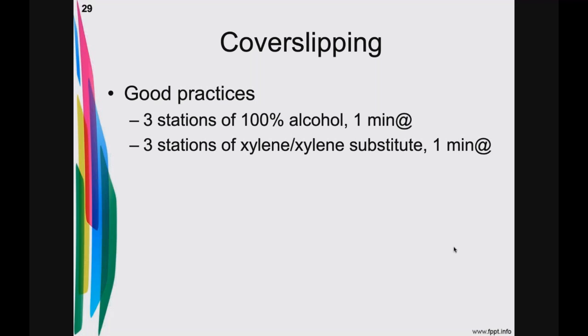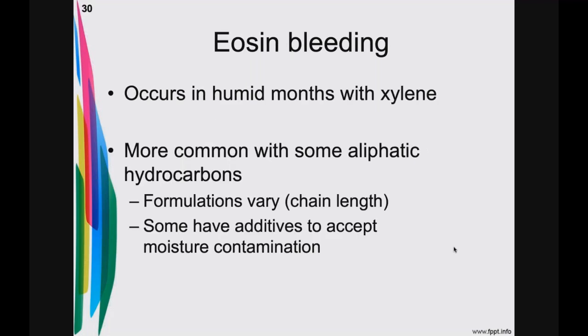So let's go over to cover slipping. All right, we need to have that totally compatible. Good practices in terms of making sure the slide's ready for cover slipping: you want your three stations of 100% so that you have removed all the water, so you don't have to worry about eosin bleeding or hazy slides. And then you're going to go into three stations of either your xylene or xylene substitute. That will take care of that.